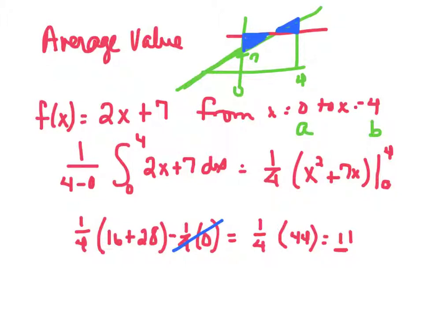Now I know that doesn't look like it would, but my lines are not drawn perfectly to scale, but that's what I just found. That would fill in there, and then the height of that rectangle, which we said was 11, is my average value. So that's all there is to computing average value.